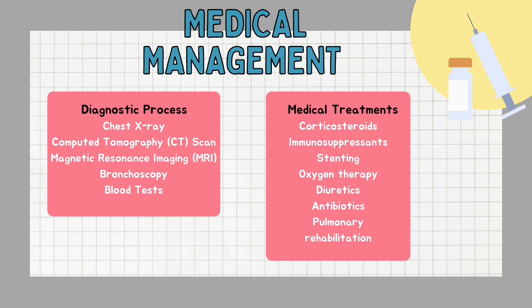Oxygen therapy, supplemental oxygen can help improve blood oxygen levels and reduce shortness of breath. Diuretics medications can help reduce fluid retention associated with vascular obstruction, and the antibiotics may be used to treat complications such as pneumonia. The pulmonary rehabilitation program can help patients manage their symptoms, improve their physical function, and enhance their quality of life.